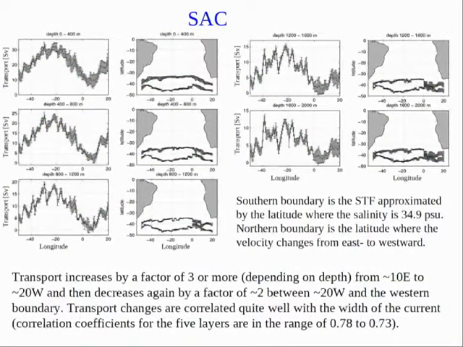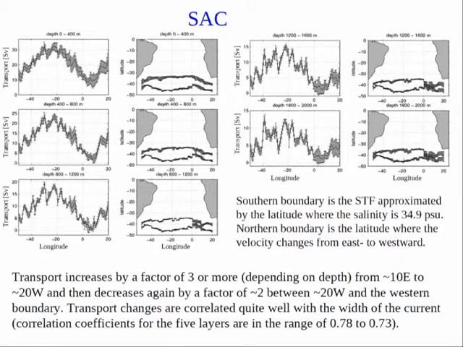So now I look at the transport of the South Atlantic current. The southern boundary of the current is basically the subtropical front, and it's pretty commonly assumed that that front is at a latitude where the salinity is about 34.9. So I chose 34.9 as the subtropical front. The northern boundary of the South Atlantic current is the latitude where the velocity changes from eastward to westward.